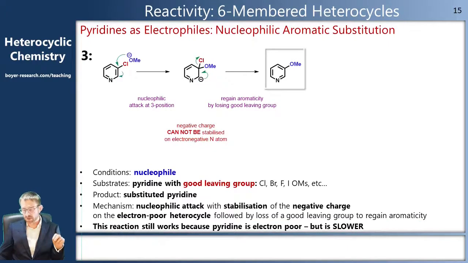However, in the 3 position, we can't do this. There is no way, because of the symmetry of our 6-membered ring, that we can put that negative charge resulting from the initial attack of our methoxide on that electronegative atom. So that doesn't mean that this reaction doesn't work, because the entire aromatic system is still electron poor. That electronegative nitrogen element does lower the energy of the ring, so we can get displacement of that chloride, but it is significantly slower than the other 2.